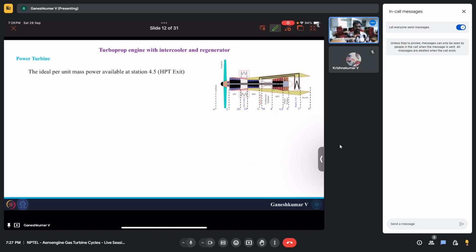Since it's a power turbine, we don't exactly know the amount of energy required for the propeller, and what we know is the power split. So the power split for the power turbine is around 0.95, and the remaining power is only used in the nozzle. So at 4.5, you have some ideal amount of power available. In that, 95% is going to be used by the power turbine. So that is what we are going to do here currently.